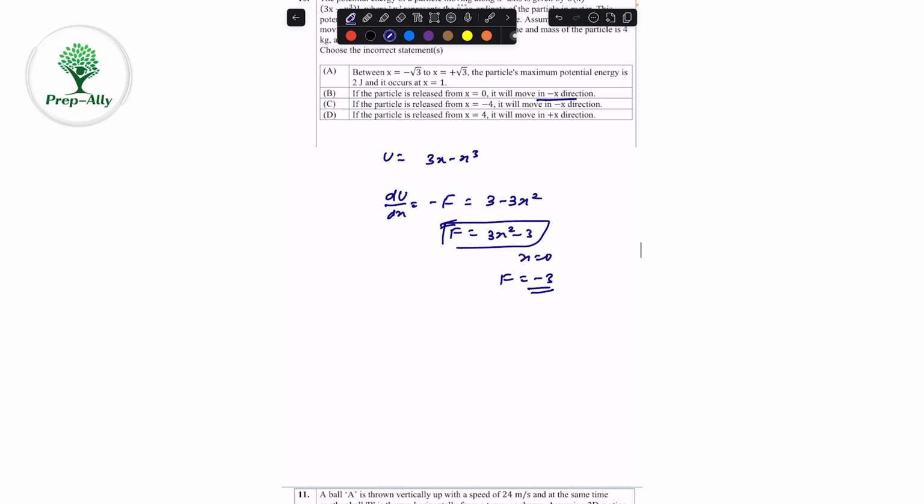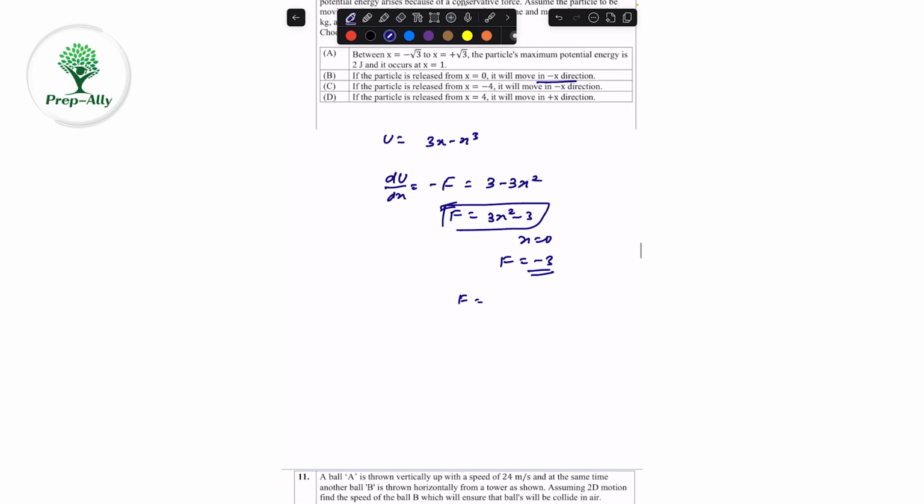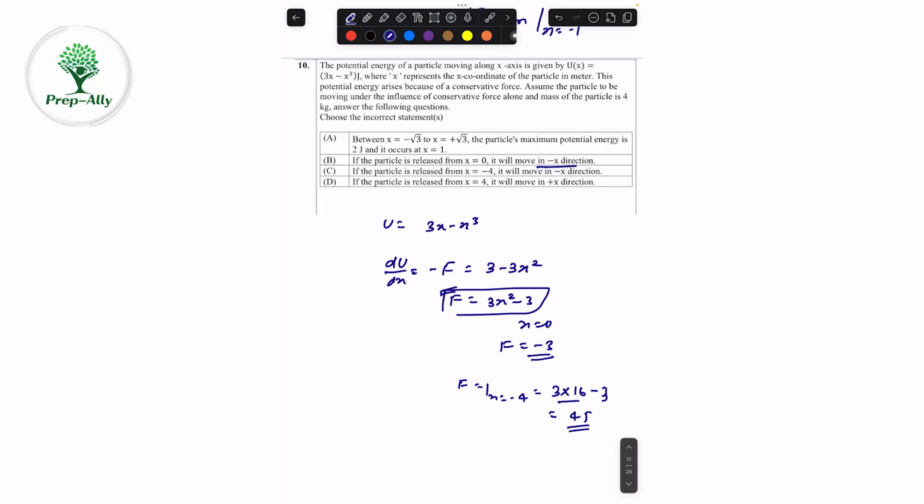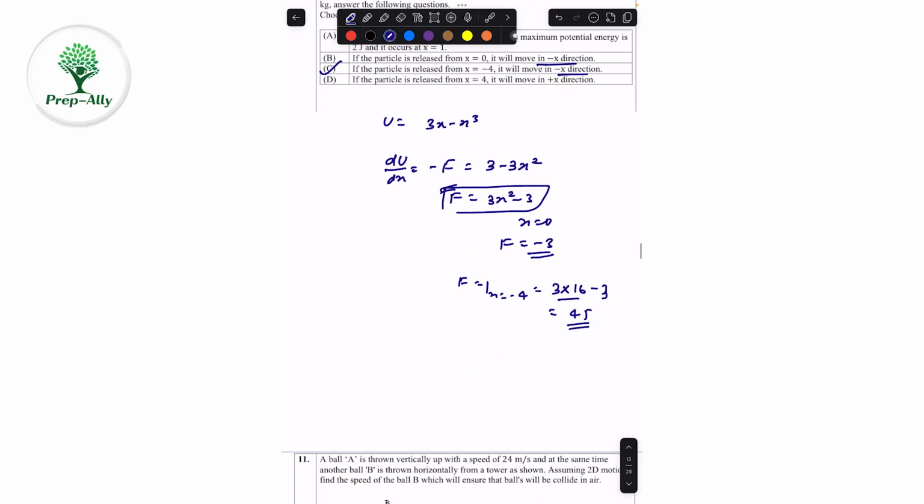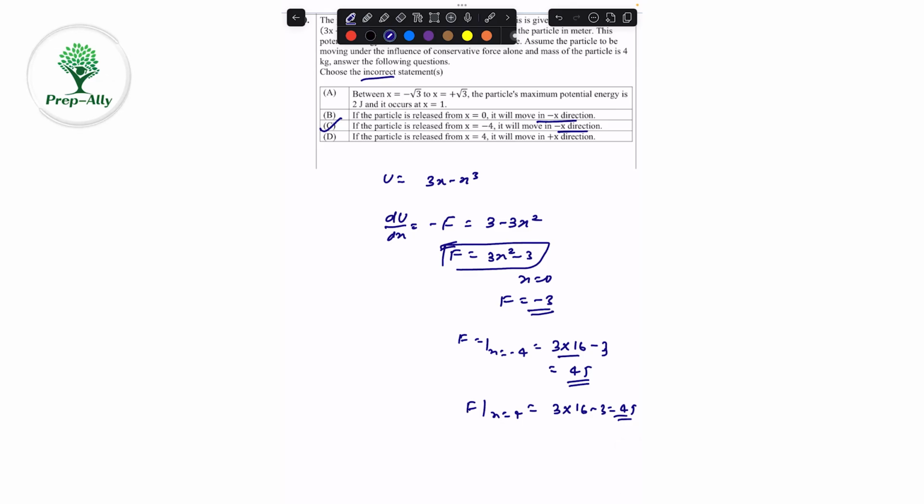That is correct. If I put x is equal to minus 4, what will happen? It will be 3 into 16 minus 3, which is equal to 48 minus 3, which is 45. So at x is equal to minus 4, it will go to the positive direction. It is saying negative, that means it is wrong, and we have to choose the wrong statement only. Let's go for D also. At x is equal to 4, it will move in positive direction. So F at x is equal to 4 is again 3 into 16 minus 3, which is 45, which is positive. That means it will move in positive direction. That is also true.